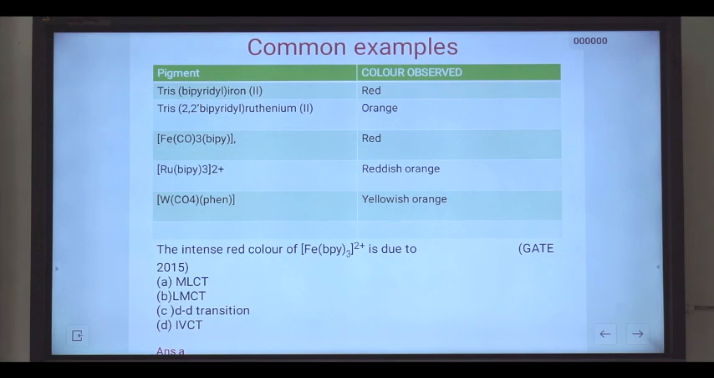Observe that only when the ligands are pi acceptors, or specifically aromatic ligands, does metal to ligand charge transfer occur. So here is the question which appeared in GATE 2015: the intense red color of tris(bipyridyl)iron(II) 2+. Mainly focus on the ligand used here. The ligand is bipyridyl, so it comes under the metal to ligand charge transfer. So very simple, our answer is A, that is metal to ligand charge transfer.